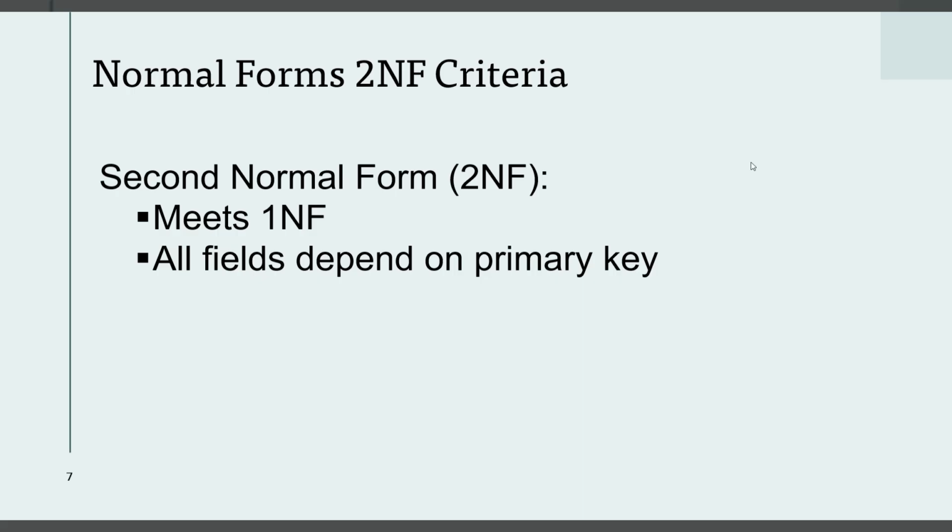Second normal form builds on first normal form. It means the table already has atomic values and a primary key. In addition, every field must fully depend on the entire primary key, not just part of it. In simple terms, this removes partial dependencies so that each piece of data is directly related to the whole record.